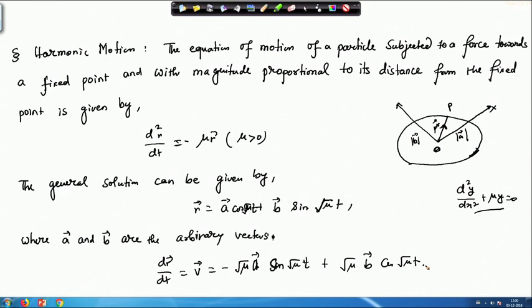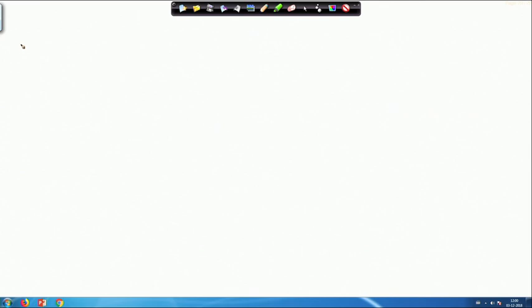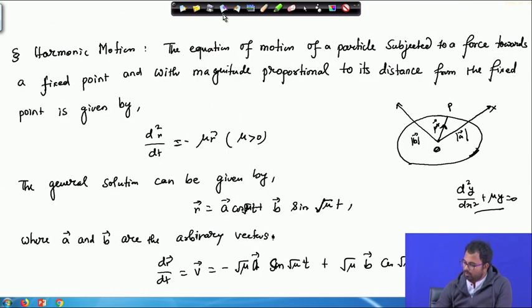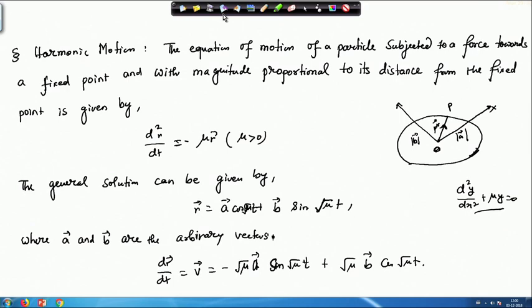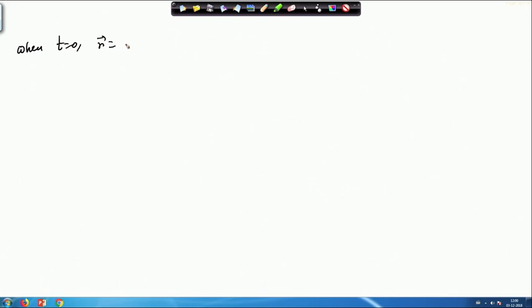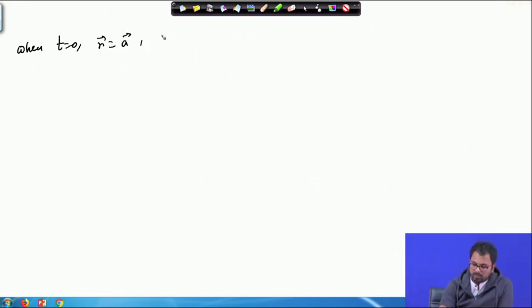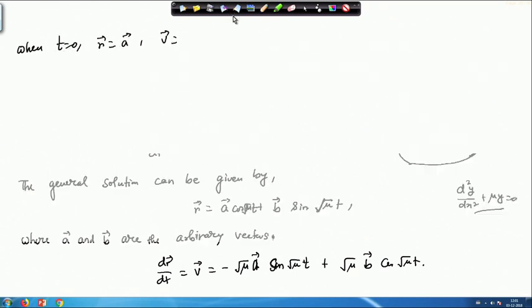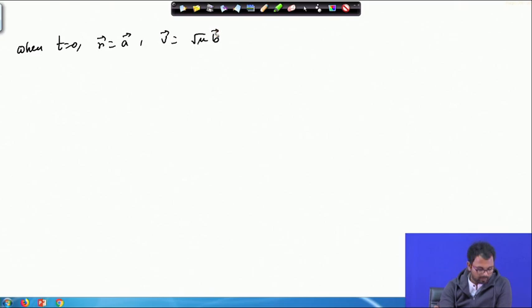All right. So, these are the formulas, and if I choose t equals 0, then basically our r is this vector a. So, r is the vector a, and v, if I substitute t equals 0, then sin t will be 0 and cos t will be 1. So, v equals square root of mu b.